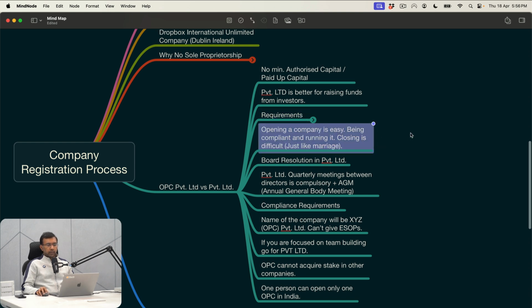So generally, opening a company is easy. Running it is difficult. Closing it is even more difficult. Just like a marriage, where getting married is easy, but getting a divorce is very difficult. You need to think twice before starting a company. There are so many compliance requirements, which I will show you in the process of running this company, but it is the law of the land and you have to follow it because you are doing business in India, you are accessing Indian customers, you have to follow the law.